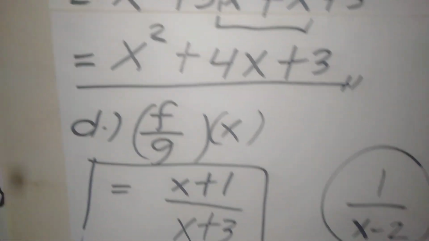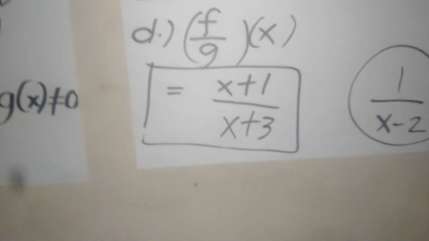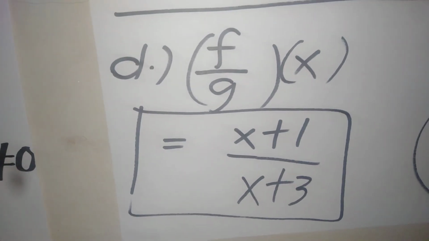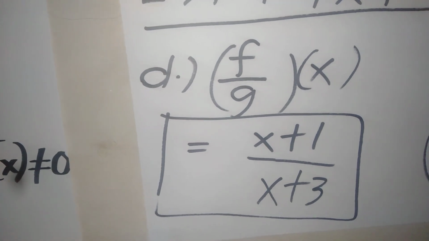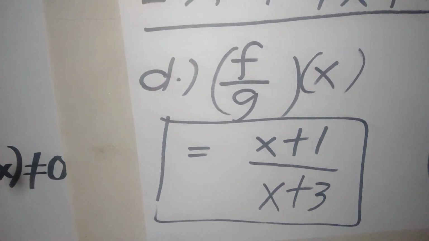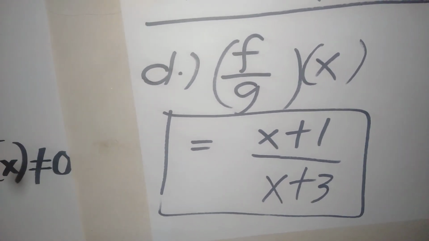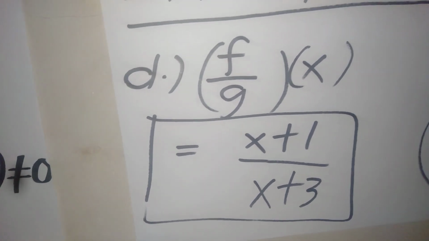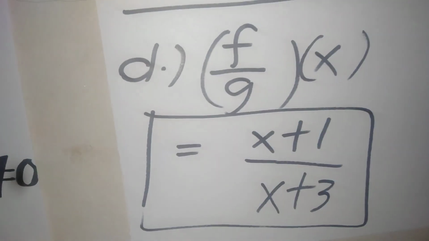Okay. Let's proceed to the difference function. Not difference, but the quotient function, f over g of x. Diba atong f of x kay x plus 1, then atong g of x kay x plus 3 man. So, masimplify pa ni, dili na. Dili na. So, mauna ni ang final answer.